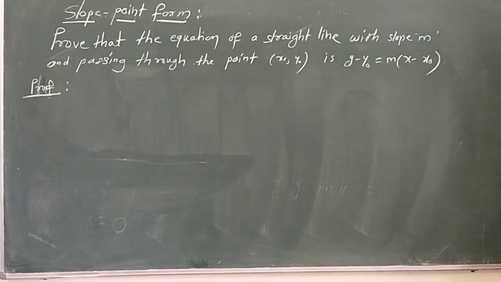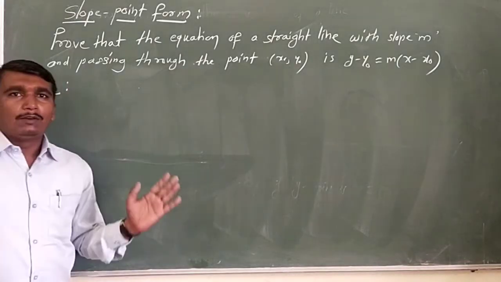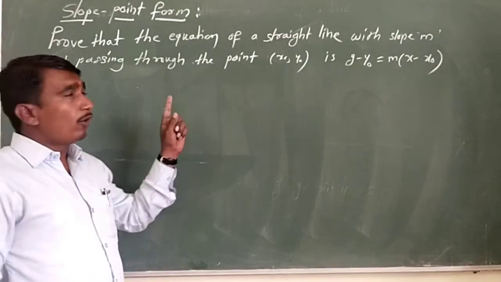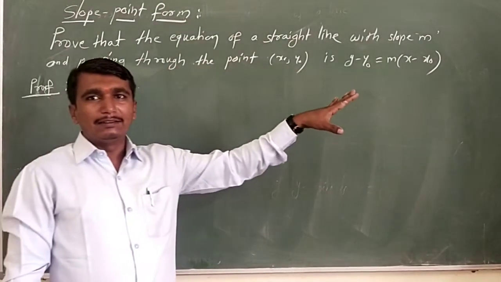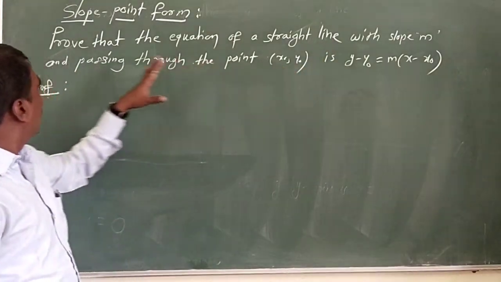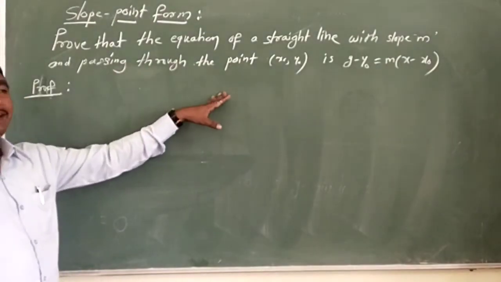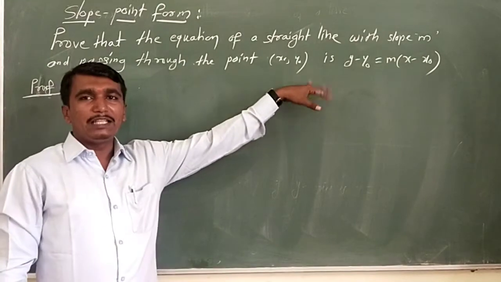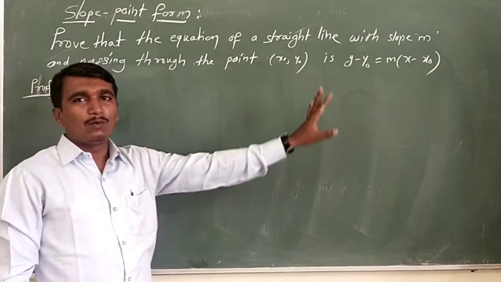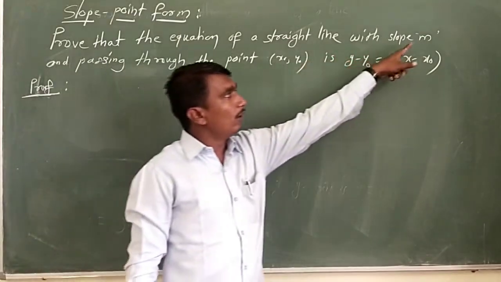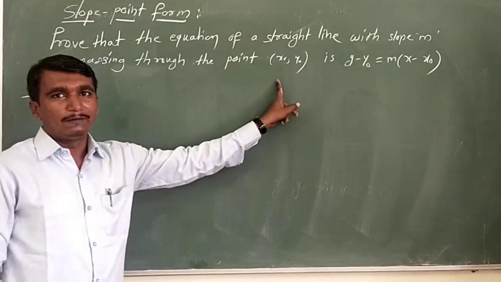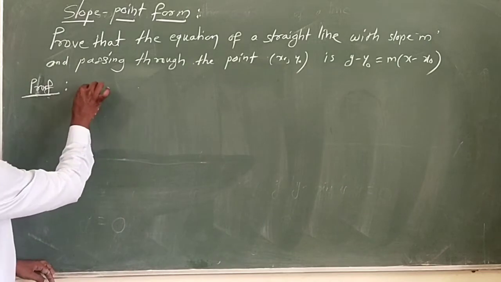Hi friends. So now in this video we discuss the slope point form. That is, prove that the equation of a straight line with slope m and passing through the point x0, y0 is y minus y0 is equal to m into bracket x minus x0. This is the slope and this is the point. So here let us consider this figure.